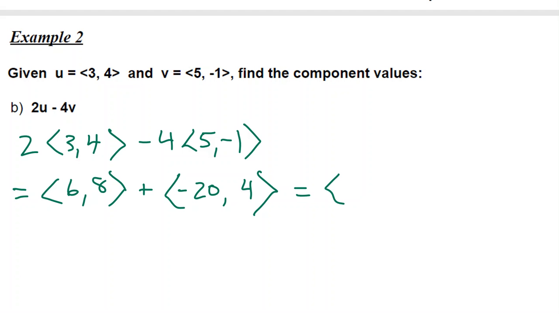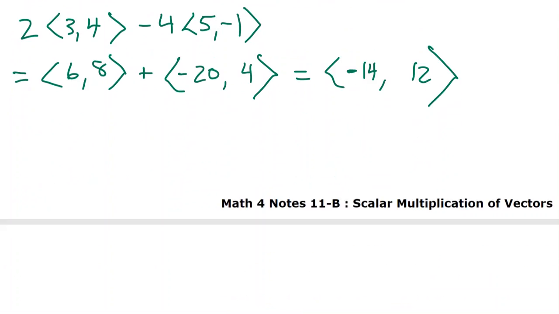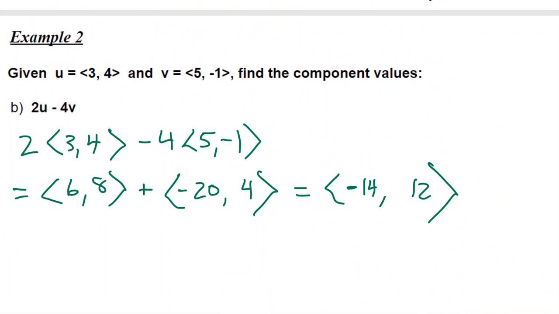All right, 6 minus 20 gives me a -14. 8 plus 4 gives me a 12. And that is the end of the notes. Short, sweet, to the point.